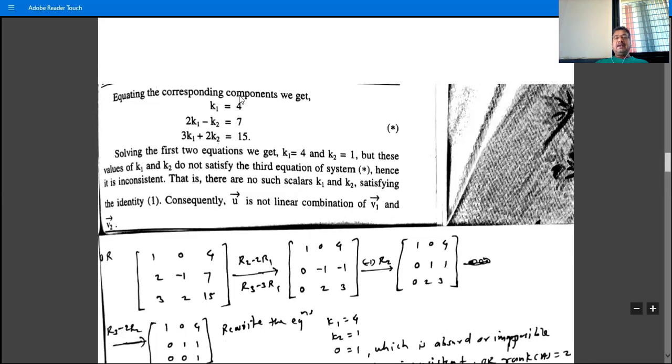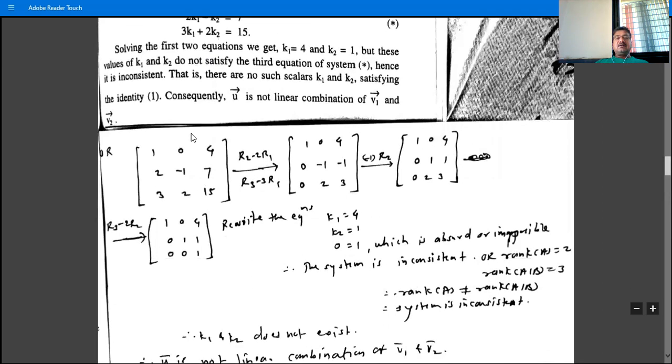That is, write the augmented matrix. So 1, the coefficient of K1 is 1, K2 is 0, is equal to 4, then 2, minus 1, 7, and then 3, 2, 50. So this is the augmented matrix. Write a dotted line or straight line here. So this matrix is the matrix of coefficients, the A matrix, and this is the matrix B, that is this column matrix 4, 7, 15, and the combination of this A and B is the augmented matrix AB.